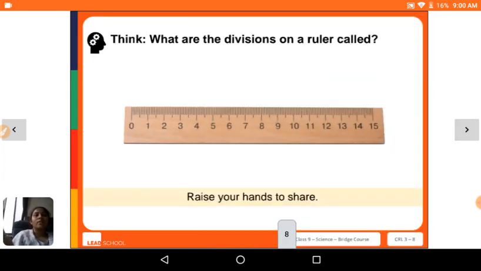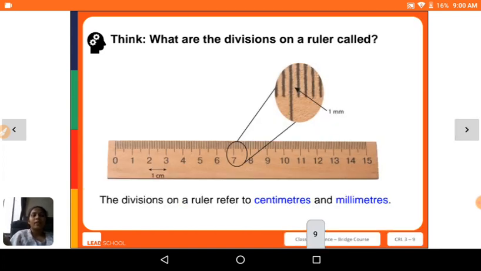What are the divisions on a ruler called? Here the division on a ruler refers to centimeter and millimeter, right? In this 0, 1, 2, 3, 4, 5, 6, 7, 8, 9, 10, these are centimeters, 1 centimeter, and in between 0 and 1 there are small lines and they are millimeter. This small distance is 1 millimeter.